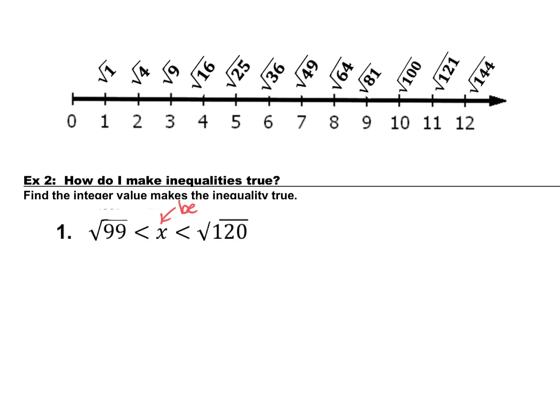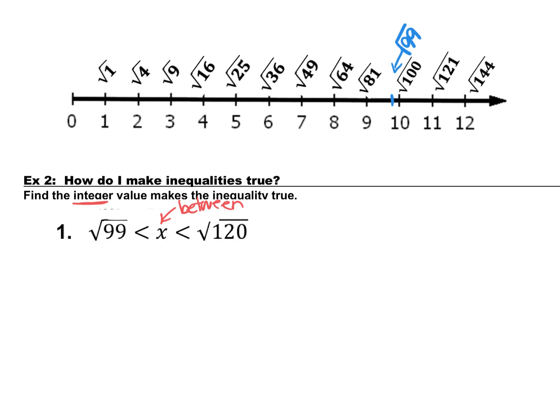So it has to be a positive or negative whole number because it has to be an integer. So it's not going to be a fraction, or a decimal. So let's go ahead and take a look at the square root of 99. So the square root of 99, notice, is right here. And it's really close to the square root of 100. And so let's just put a mark right there.